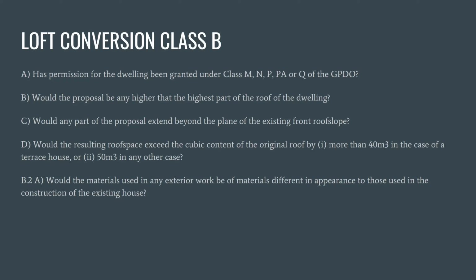The next part we'll need to go on to is, would the proposal be higher than the existing roof plane, i.e. the dormer to the rear, is it higher than the existing roof plane? If it is in that scenario, you will need to apply for planning permission.